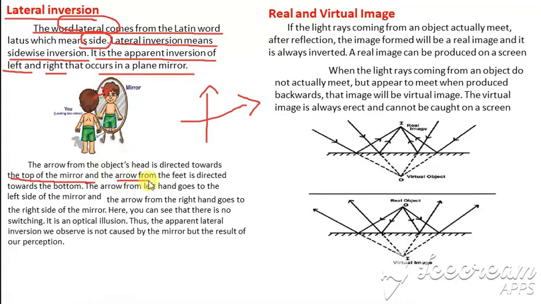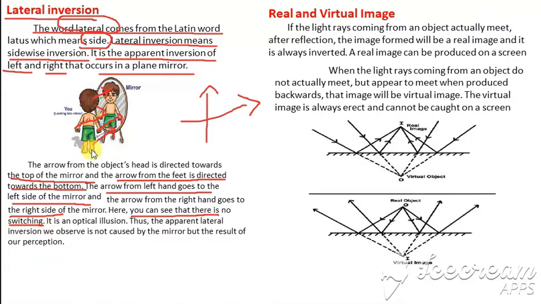Then the arrow from the feet is directed towards the bottom. So the one from the feet goes directly and reaches the bottom. Then the arrow from the left hand goes to the left side of the mirror. So the one from the left hand goes to the left side of the mirror, then the one from the right hand goes to the right side of the mirror. Okay, here you can see that there is no switching.